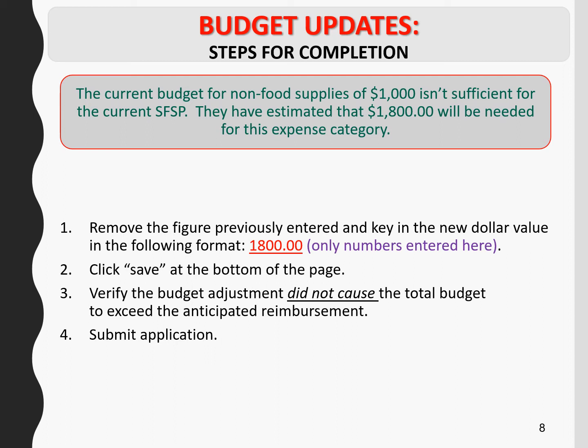Number 1, remove the figure previously entered and key in the new dollar value in the following format: dollars followed by 2 decimal places. We don't need a dollar sign. Then you will click Save at the bottom of the page. Verify the budget adjustment did not cause the total budget to exceed the anticipated reimbursement. Then you will be able to submit your application.